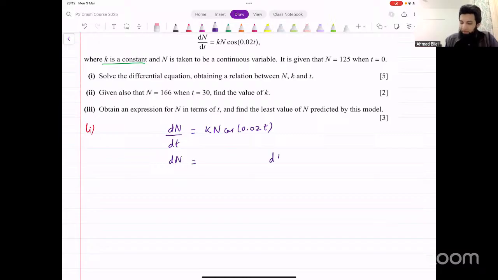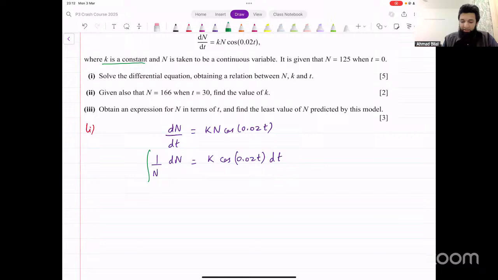So you have dt on the right side. Now you want all t terms on the right side, all n terms on the left side. This is n. You can bring that to the left side, so you have 1 over n there. K is just a constant. It's your choice if you want to leave that on the right side or bring that to the left side, it does not matter. We can keep that in the right side as it is, and that's okay. Into cos of 0.02 times t. Variables are separated now. We can just integrate both sides separately.